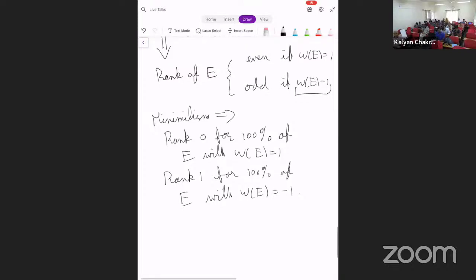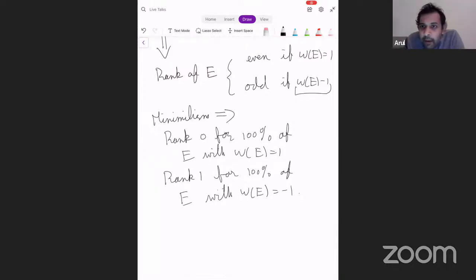Because you have this quantity omega of E, and if you assume BSD, then we know that the rank is even half the time and odd half the time. But we also believe that elliptic curves in general have very few points, and so your rank is 0 half the time and 1 half the time. And this philosophy of minimalism has really helped us to predict how ranks should behave.